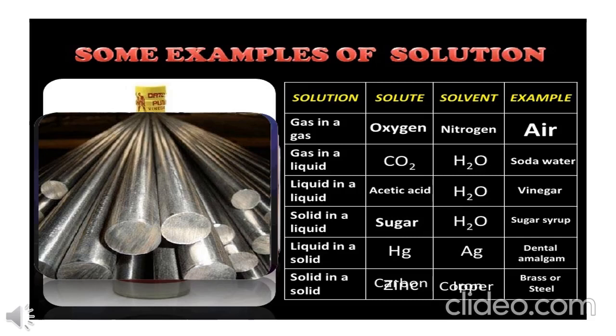Next, the best example for liquid in solid. This is the best example for a solid solution. Here the mercury acts as a solute and the solvent silver acts as a solvent, and it becomes the dental amalgam, what we generally call white cement. And the next best example is solid in solid solutions. The best example is zinc amalgam and the formation of brass alloy from zinc and copper. These are the best examples for various types of solutions.